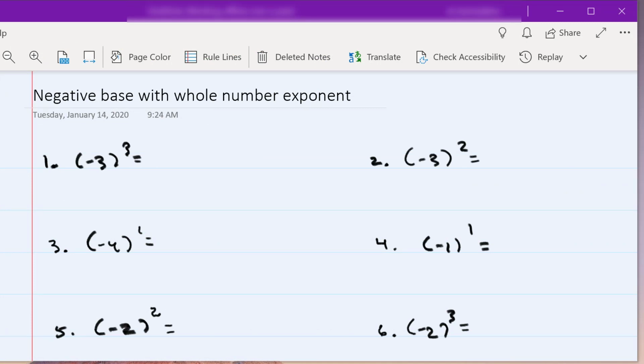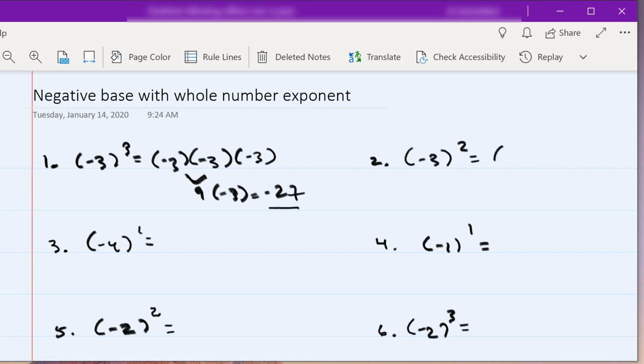Let us look at the case now where we have a negative base with whole number exponent. Let's solve some problems. Number 1, minus 3 cubed. We can rewrite this as minus 3 times minus 3 times minus 3. Minus 3 times minus 3 is 9 times minus 3, that's minus 27.